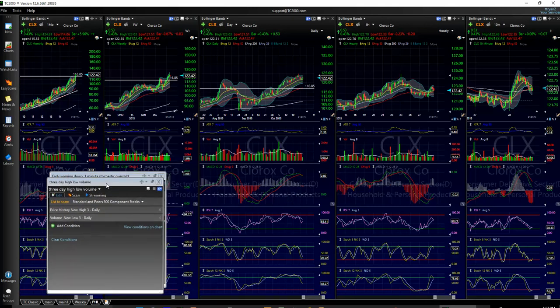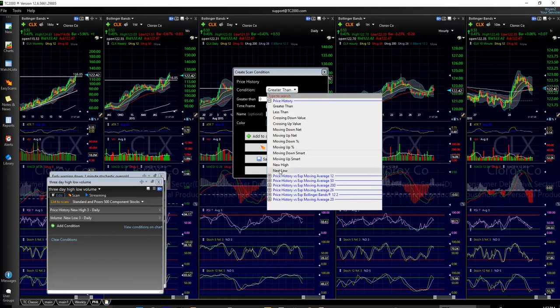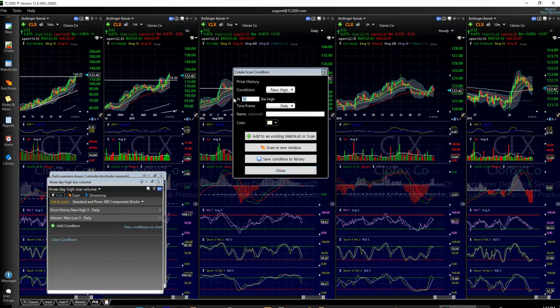So how would we do that? And we're going to scan the S&P 500 for that. So we go up here to the price. This is Clorox, symbol CLX. We do a right click on the symbol, create a scan condition. And here we go, new high over 3 days. Daily is the time frame. I can make this any time frame I want, but we're looking for daily. So we're going to scan this in a new window.